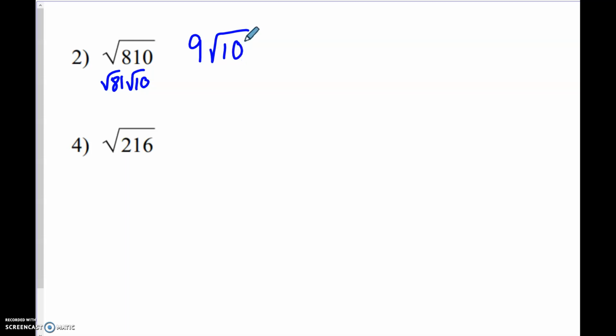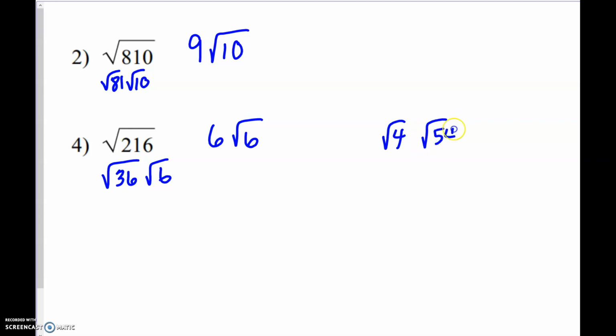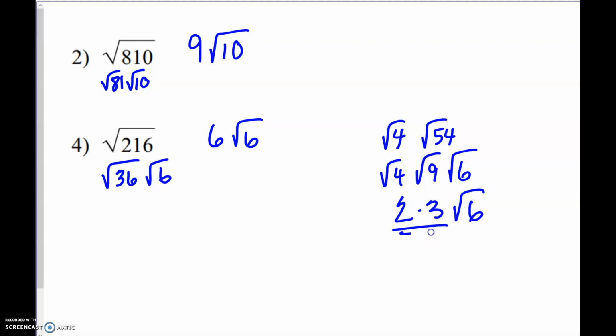All right, 216. Let's see, I bet 4 goes in there, but I also know that 36 goes in there. So 36 times the square root of 6, so we have 6 root 6. So if you do 216 divided by 4, you get 54. So now 54 is going to be 9 square root of 9 times the square root of 6. So the square root of 4 is 2, the square root of 9 is 3, so 2 times 3 gives you your 6, root 6.